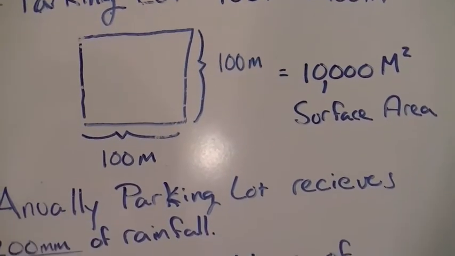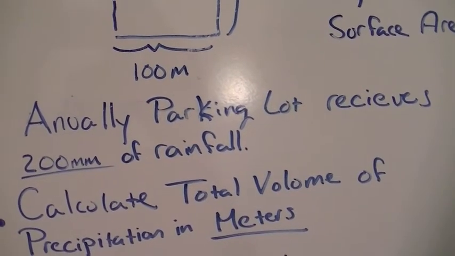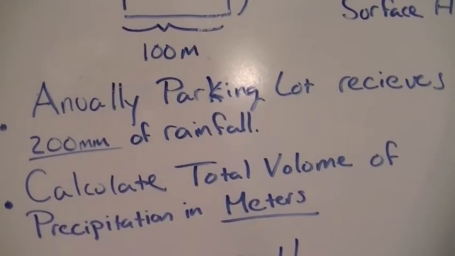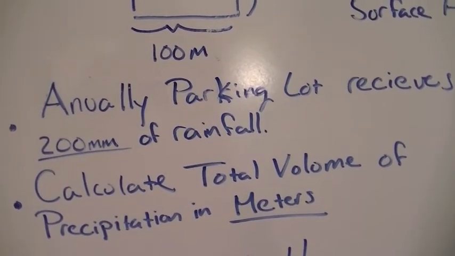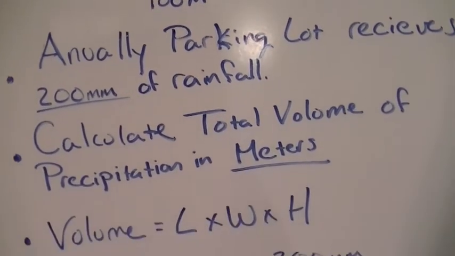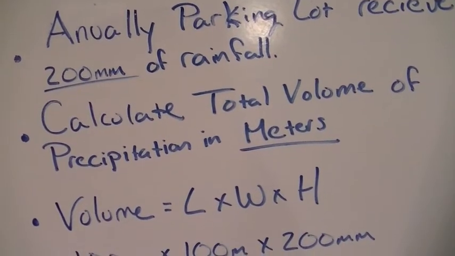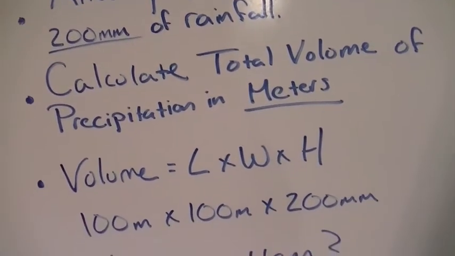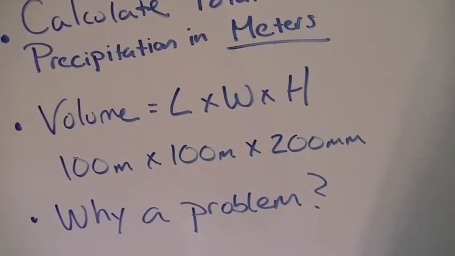Now this is where the AP folks like to get tricky. They're going to say annually the parking lot receives 200 millimeters of rainfall. Calculate the total volume of precipitation in meters. That's tricky. Your surface area is in meters, your rainfall is in millimeters. So you remember your volume is your length times width times height, right? The rainfall in millimeters will give us the height for this problem. So basically you have 100 meters times 100 meters times 200 millimeters.